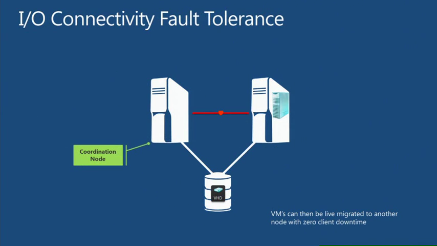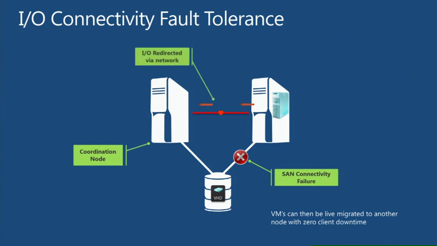Let's run through a few scenarios. Let's say we have a 2-node cluster. Both of them have access to the SAN. You're in a hurry. You trip over the fiber cable to one of your non-coordinator nodes. So we are going to detect it, and we are going to route your I/O through the Ethernet, through the coordinator node, to your storage.